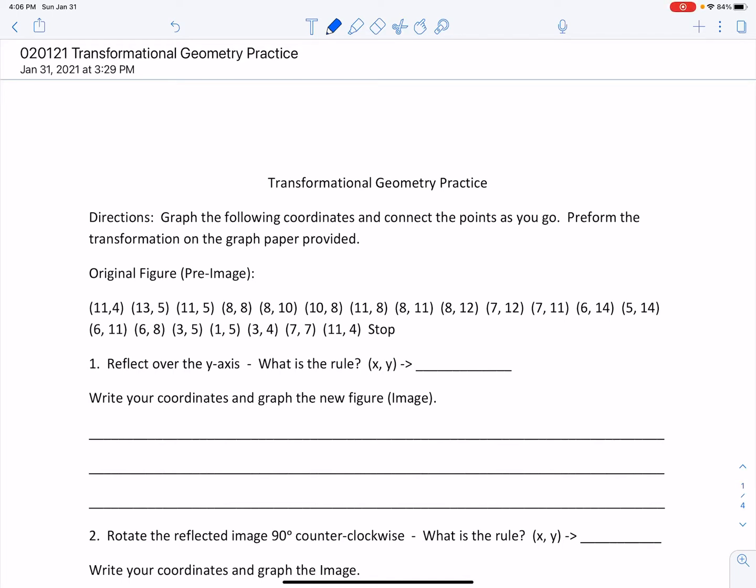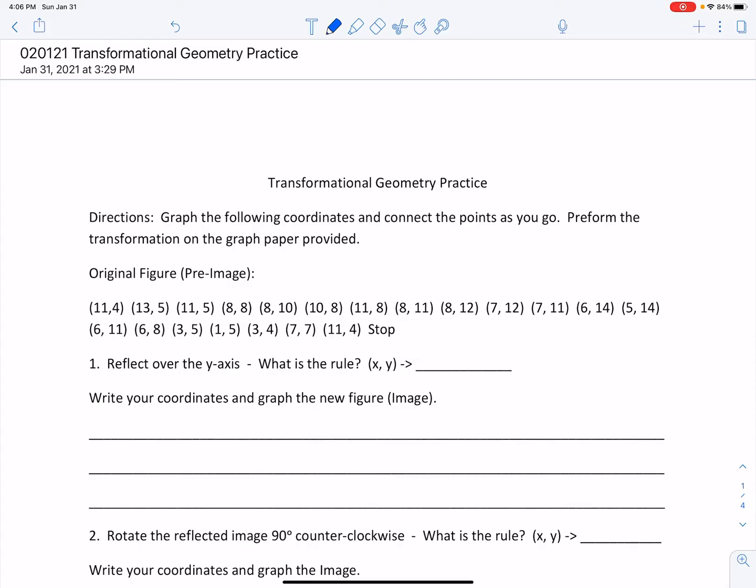Hello class, here are the instructions for the transformational geometry practice activity that we're doing today in class. It says directions: graph the following coordinates and connect the points as you go. Perform the transformation on the graph paper provided.